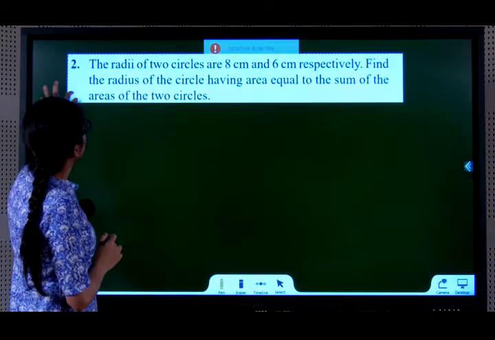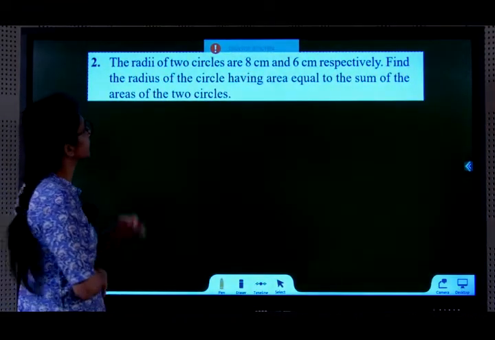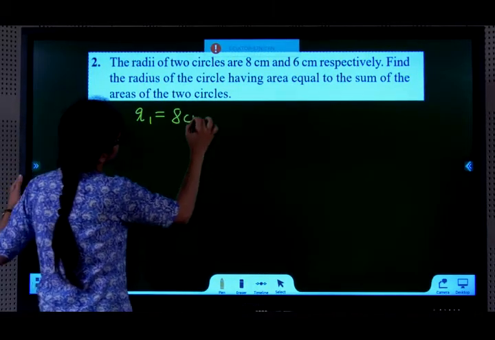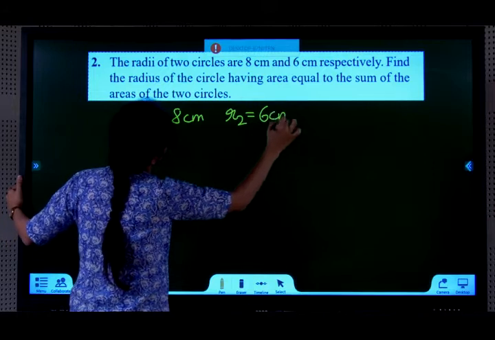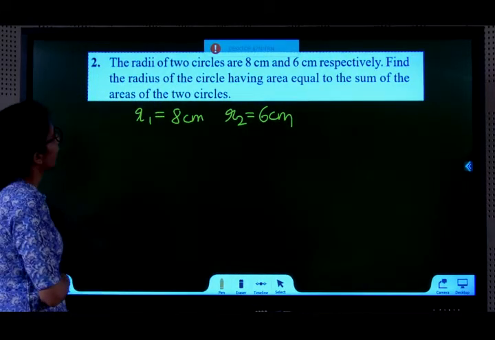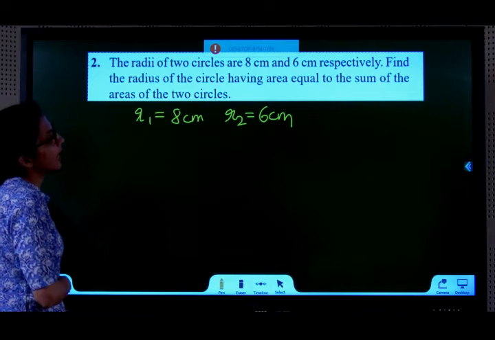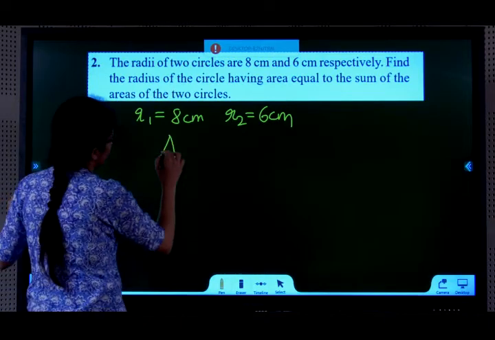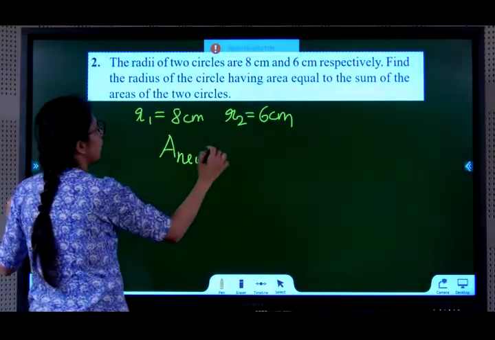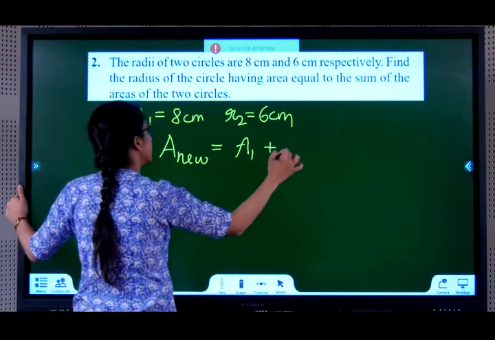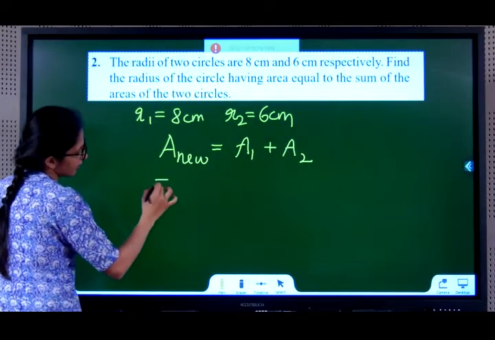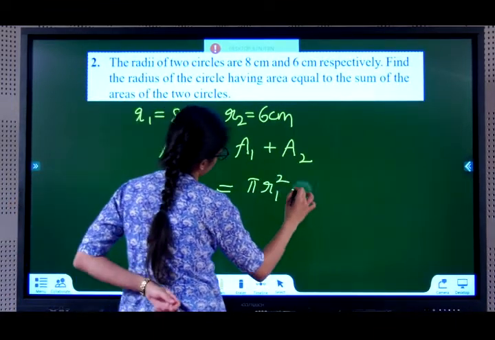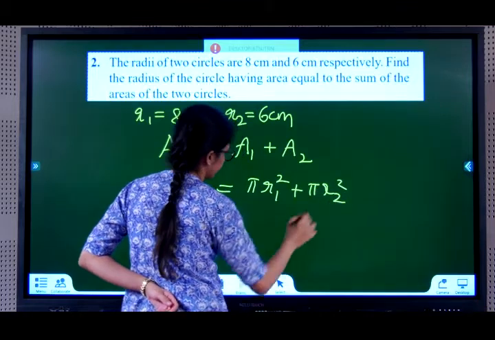Question 2. Similar to question 1, but there is a small change. The radii of two circles are 8 centimeters and 6 centimeters respectively. R1 is 8 and R2 is 6. Find the radius of the circle having area equal to the sum of the areas of the two circles. So we have to find the radius of this new circle whose area is equal to the sum of the two areas. Area is given as pi r square: pi r1 square plus pi r2 square.